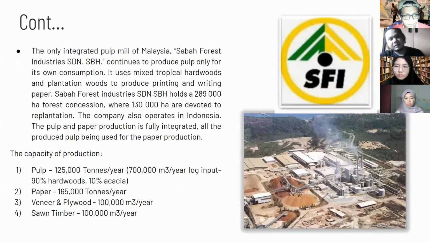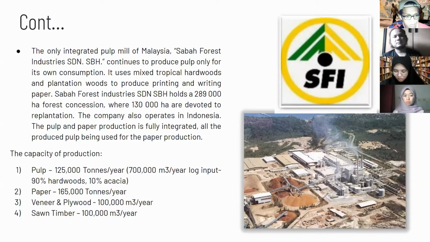The only integrated pulp mill of Malaysia, Sabah Forest Industries Sendirian Berhad, continues to produce pulp only for its own consumption. It uses mixed tropical hardwoods and plantation woods to produce printing and writing paper. Sabah Forest Industries holds a 289,000 hectare forest concession, where 130,000 hectares are devoted to replantation. The company also operates in Indonesia. The pulp and paper production is fully integrated, all the produced pulp being used for paper production.